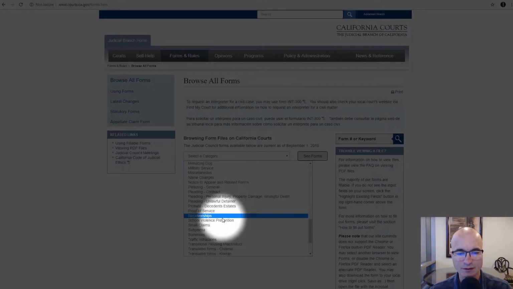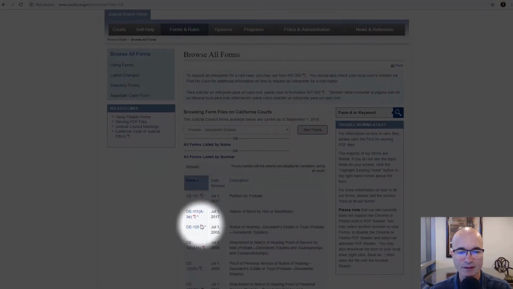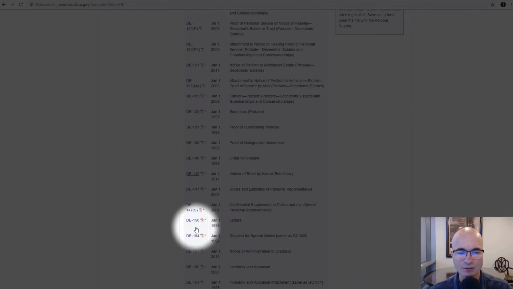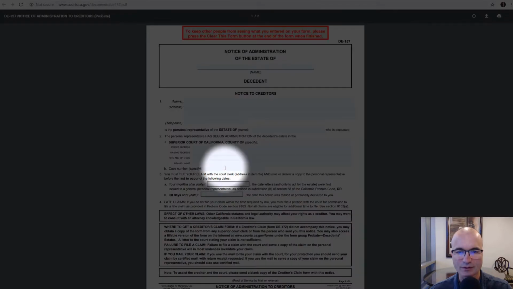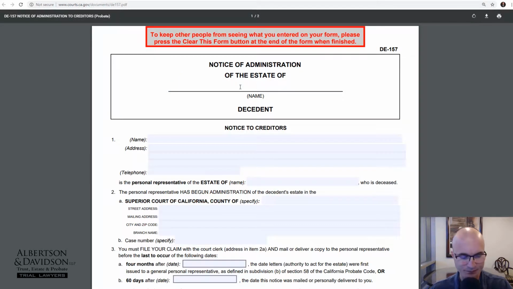So we're going to go down here to Probate, Decedents Estates, and we're going to hit See Form. And we're going to start with Form DE-157. This is going to be our Notice of Administration of the Estate.